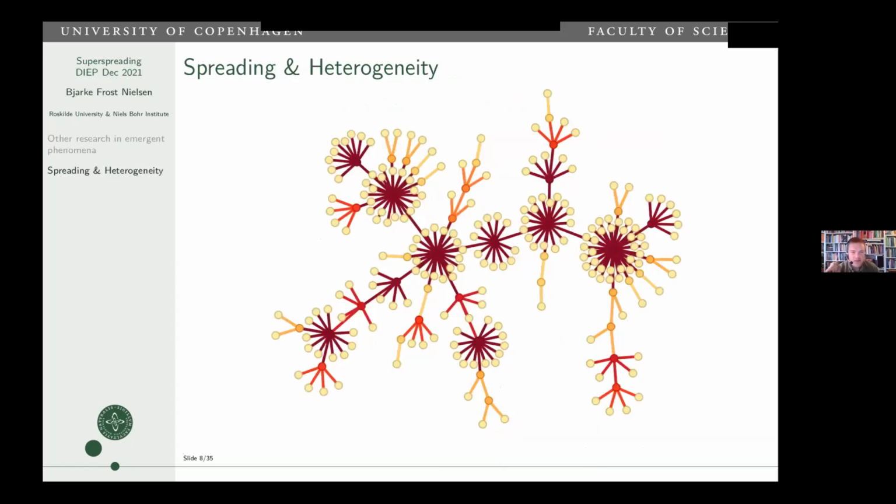So moving on to the superspreading story, that's the main thing here today. It's about how infectious diseases spread, and especially the heterogeneity aspects of that. So not so much the mean field behavior that everybody's talking about, but actually how the heterogeneity comes into the picture.